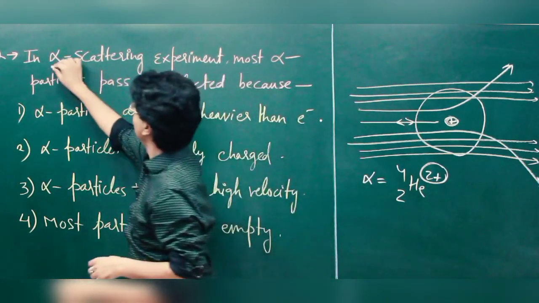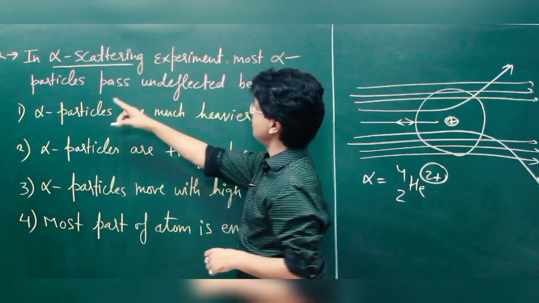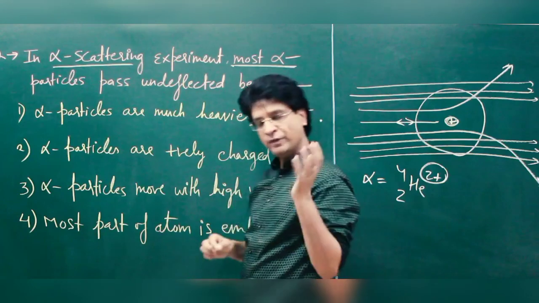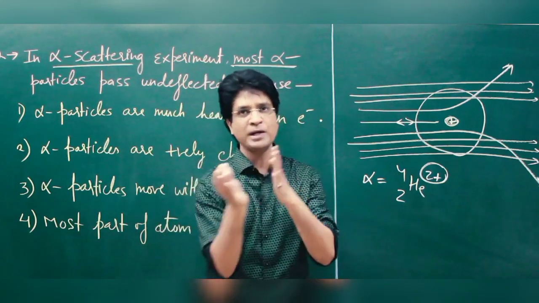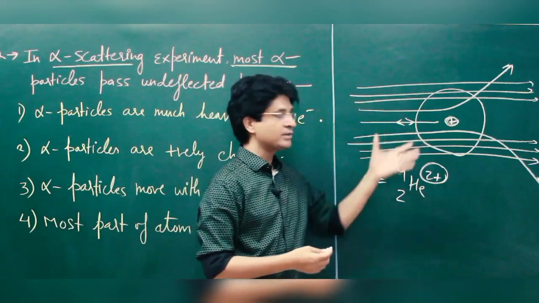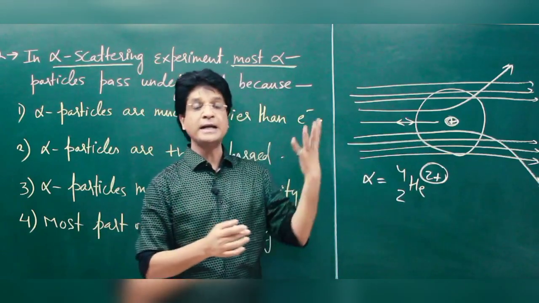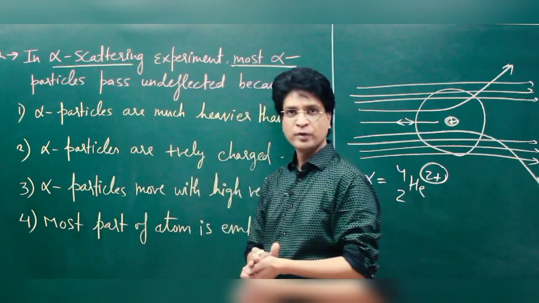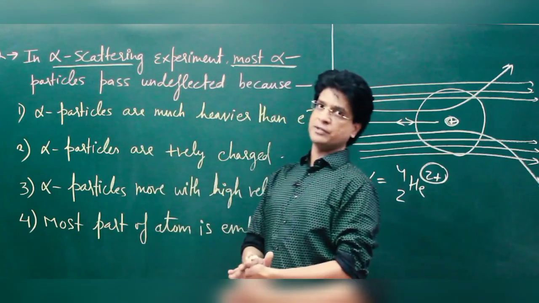In alpha scattering experiment, most alpha particles pass undeflected. We know that most alpha particles pass undeflected in the alpha scattering experiment, and it is because of this that Rutherford concluded that 99% of the atom is empty. So now let us look at the options given. We have to hunt for the right answer.